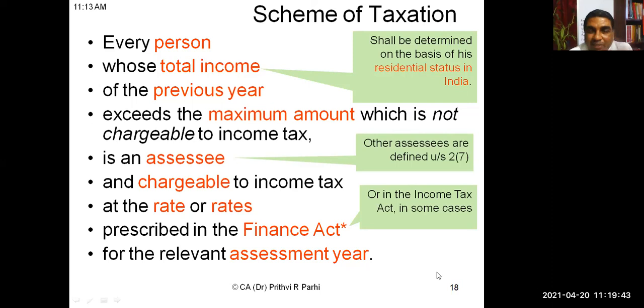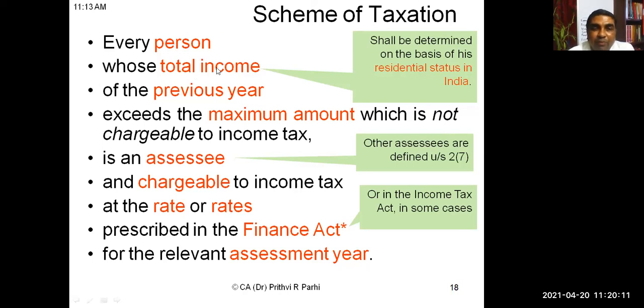Is it clear up to this about the scheme of taxes? Yes. Okay. Any query if you are having, ask me right now. After that, I'll be starting explaining these terms. Okay. Now I'll be explaining these terms.